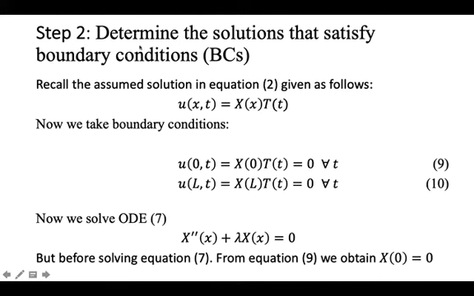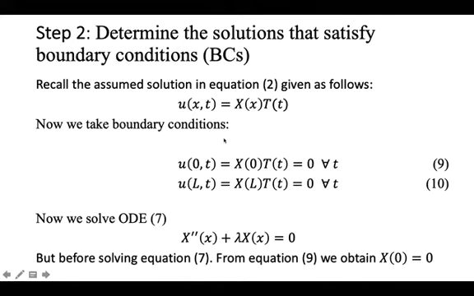Step 2, determine the solutions that satisfy boundary conditions. These are the boundary conditions that we discussed earlier, that on the edges of the rod the temperature will be 0. Recall the assumed solution in equation 2 is given as follows: u(x,t) = X(x)T(t). Now we take the boundary conditions and substitute those values in this equation.